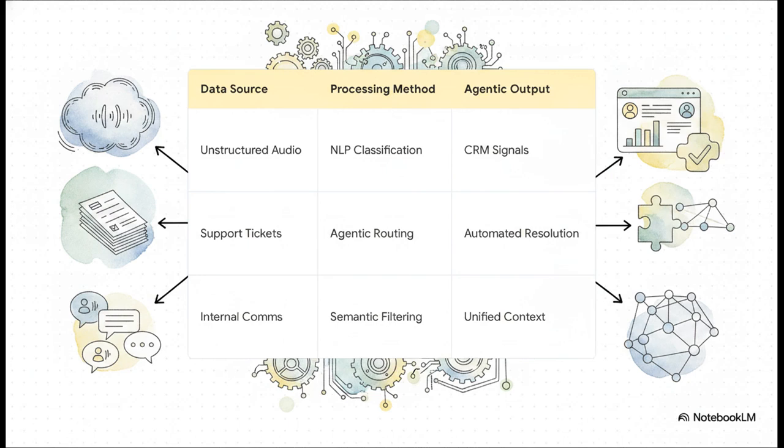We can take unstructured meeting audio, run it through NLP classification, and output structured agent-ready CRM signals. We take live support tickets, use our agentic routing, and achieve fully automated issue resolution. We can even filter internal comms on Slack or Teams to build out that unified context graph we talked about earlier. We are taking the messy, unstructured reality of daily operations and transforming it directly into actionable, structured data.